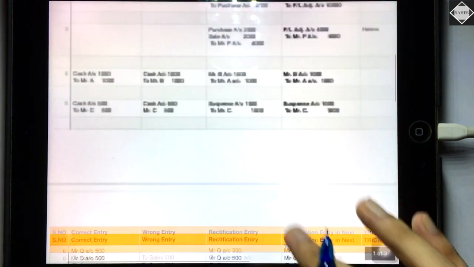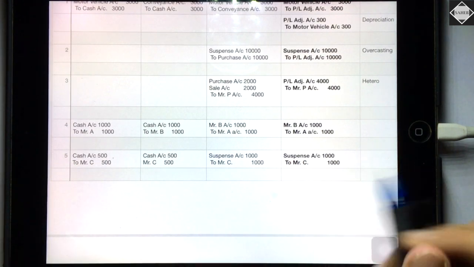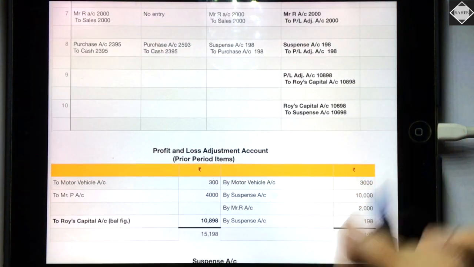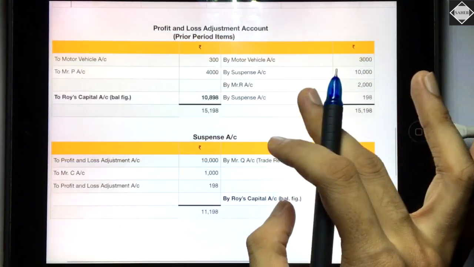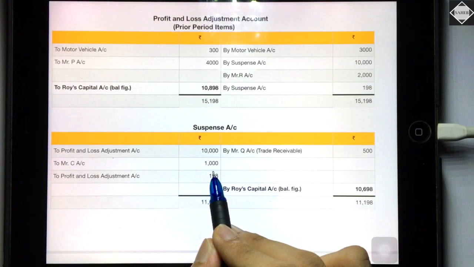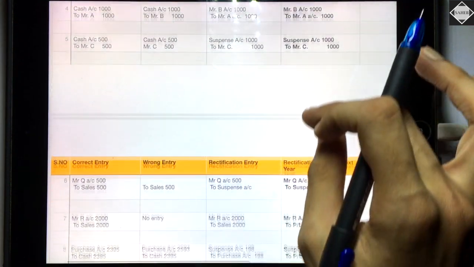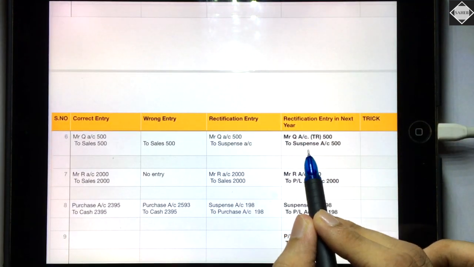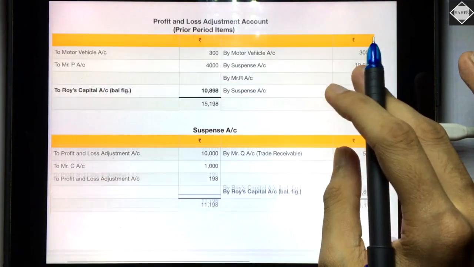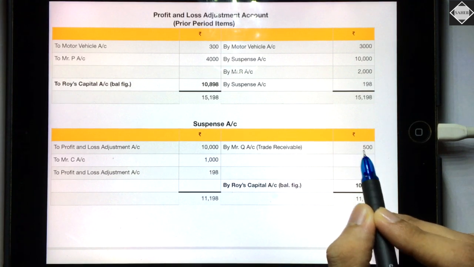And then see, next we have again suspense over here in the fifth transaction. Suspense account is getting debited because of Mr. C, 1,000. Write the amount 1,000, Mr. C. Next we have, in the sixth transaction, suspense account is getting credited because of Mr. Q. So suspense account is getting credited. Write the amount in the credit column, 500, because of Mr. Q.